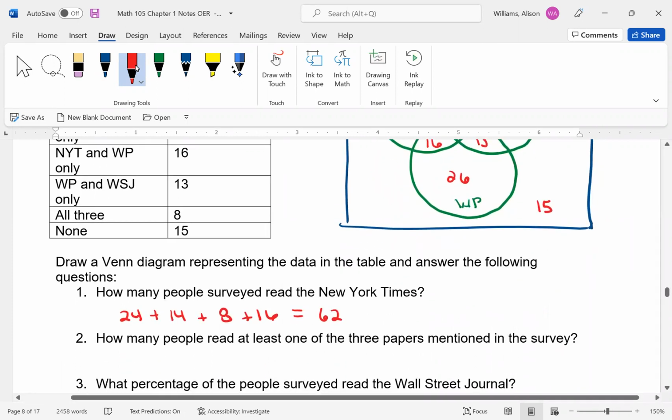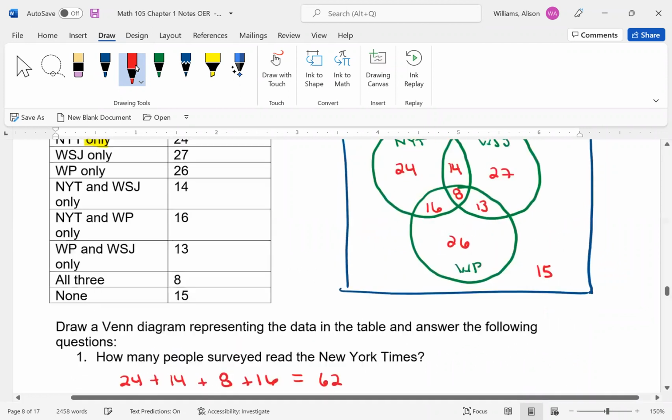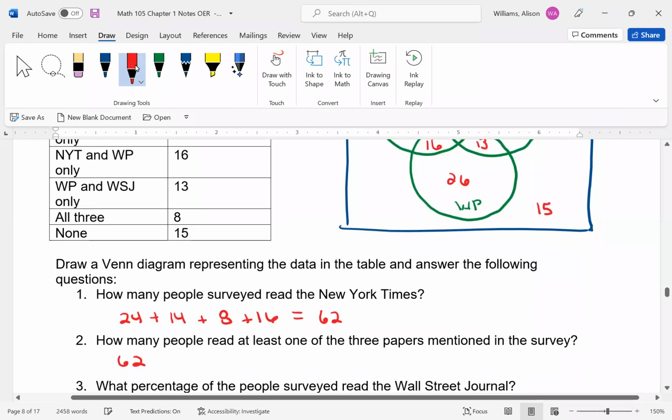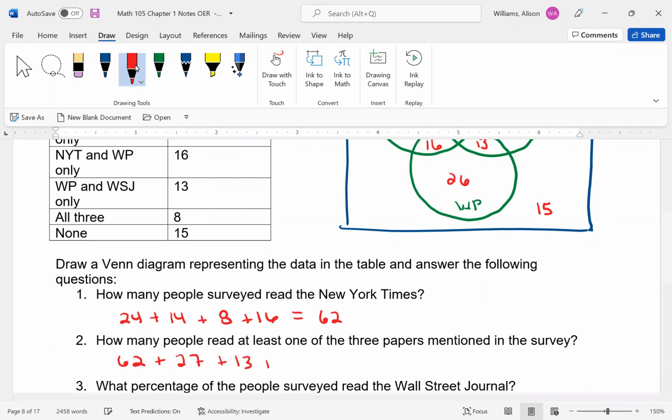All right, how many people read at least one of the newspapers? Well, I happen to know that this first circle is 62. And if I add in 27, 13, and 26, those are the other numbers not included, for a total of 128. That's how many people read these 3 newspapers, at least one of them.